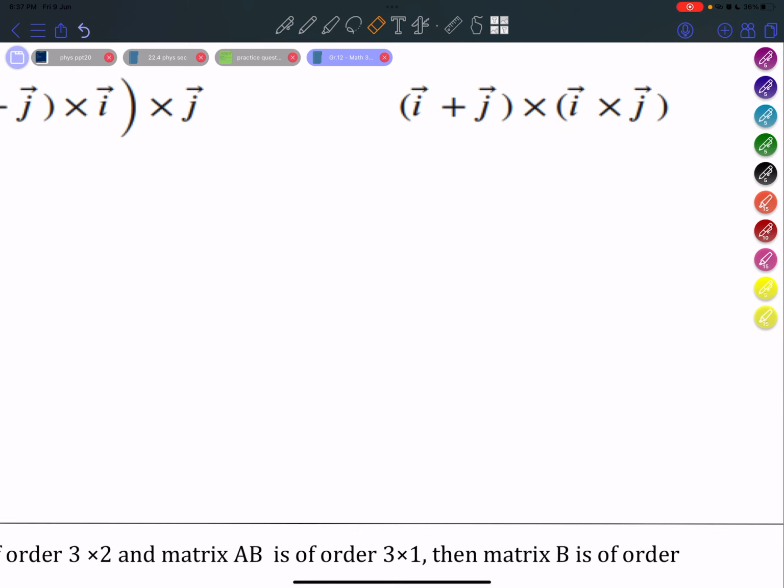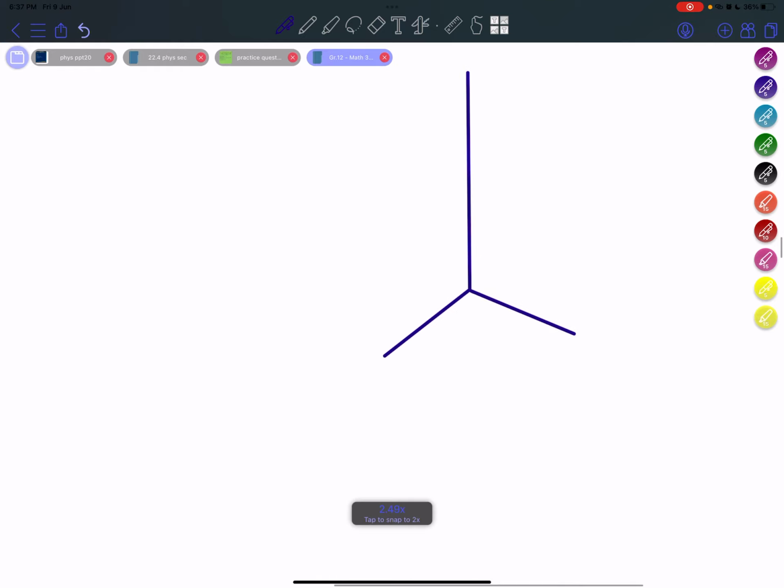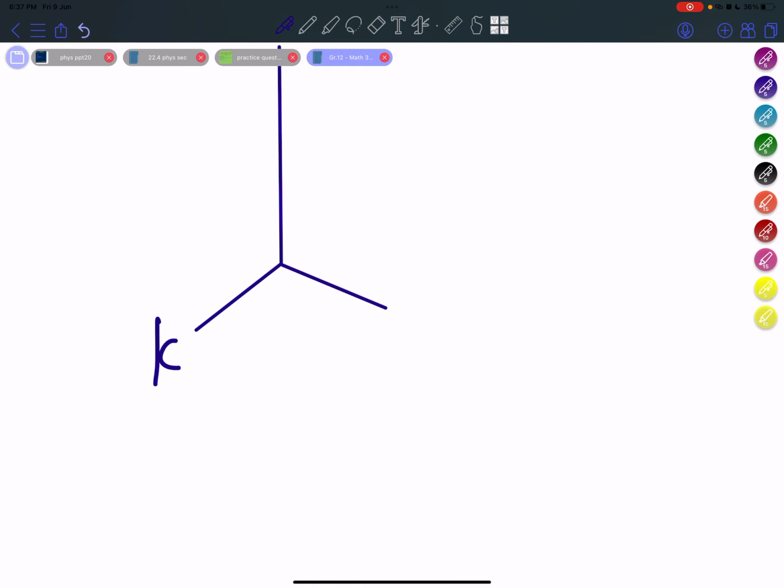To solve these type of questions, we must first draw this little diagram that will help us a lot in solving these questions. So we will draw the three axes, which are x, y, and z. In this case, we'll name this k, we'll name the up one here j, and we'll label the bottom right as i.